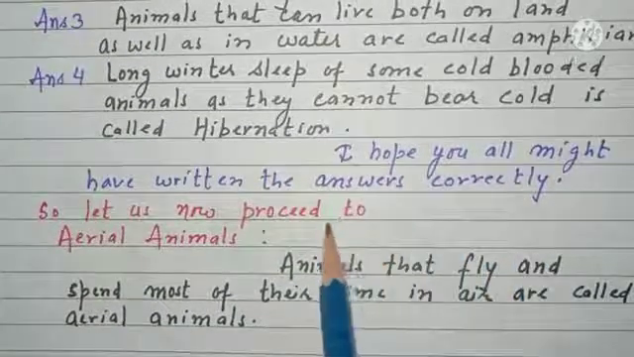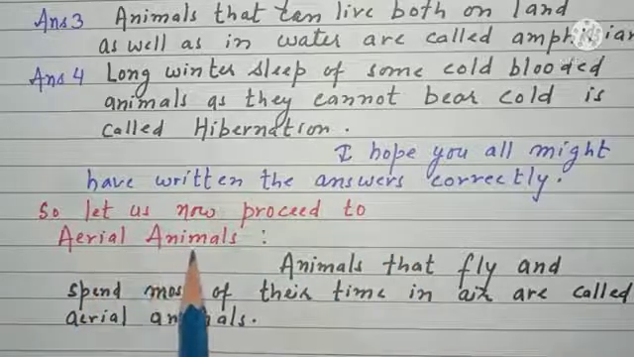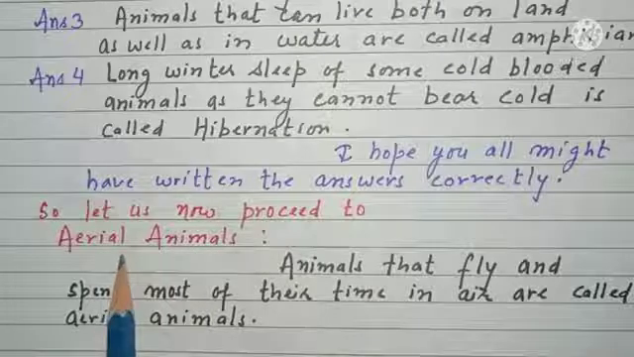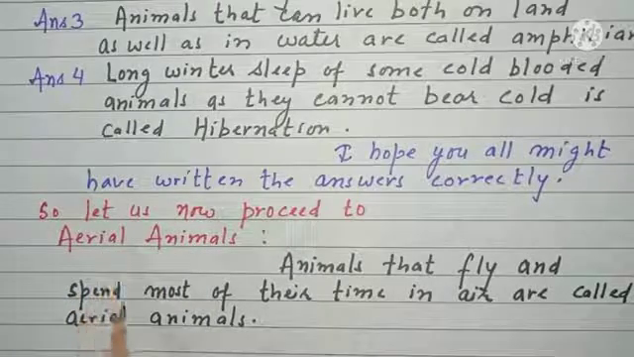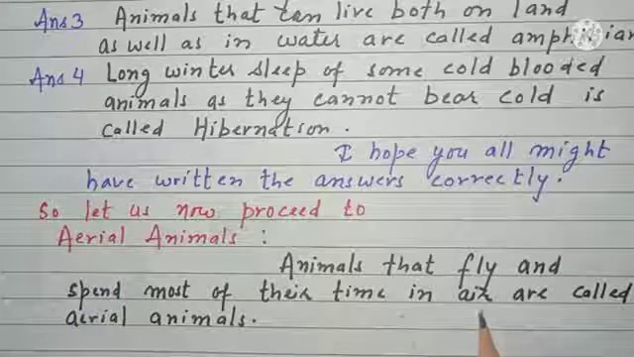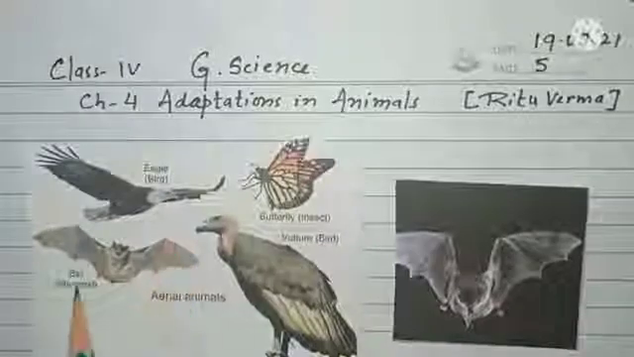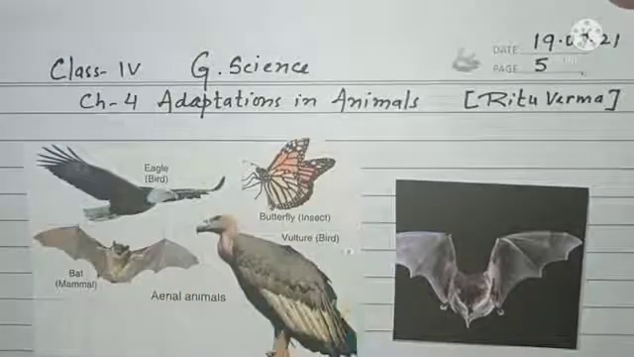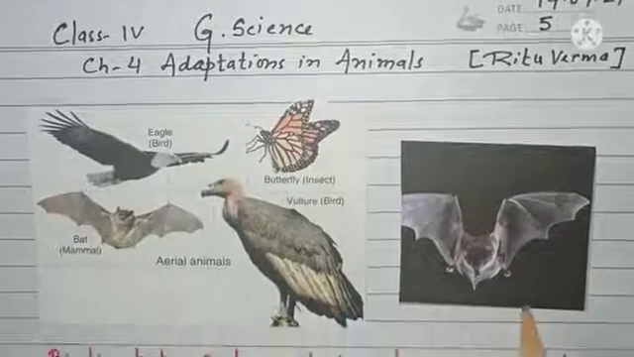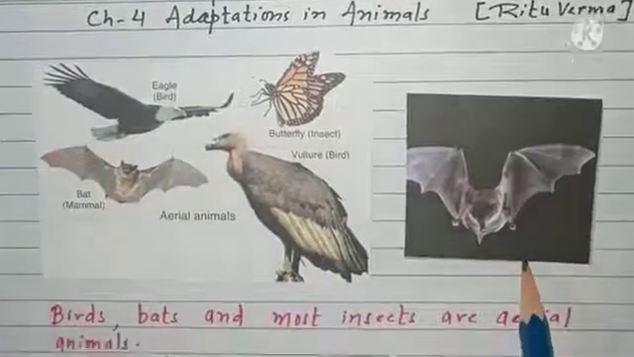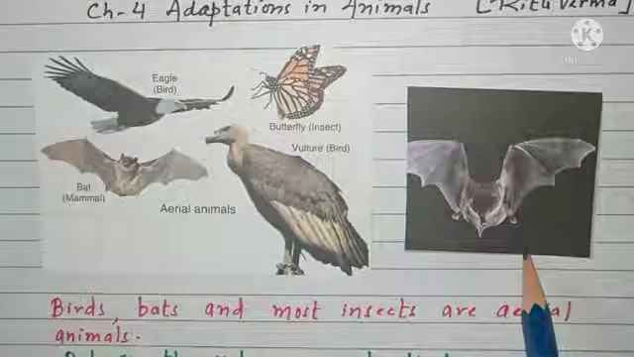And now we will proceed to our next subtopic, which is aerial animals. Aerial, as the name says, aerial animals are the animals that fly and spend most of their time in air. Birds, bats, and most insects are the aerial animals. And students, bats are the only mammals that can fly. Mammals means the animals who feed their young ones on their own milk.